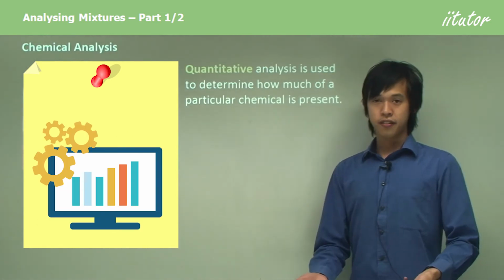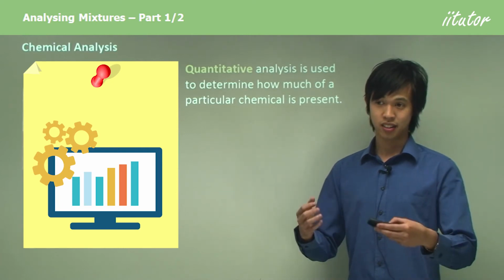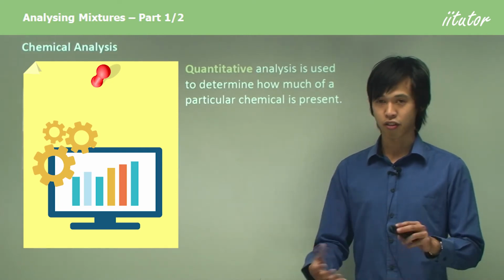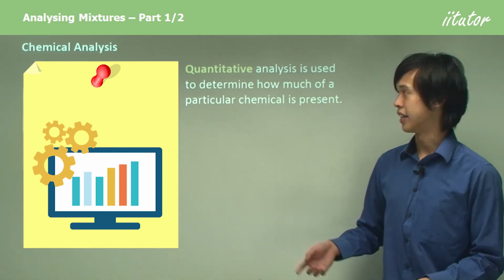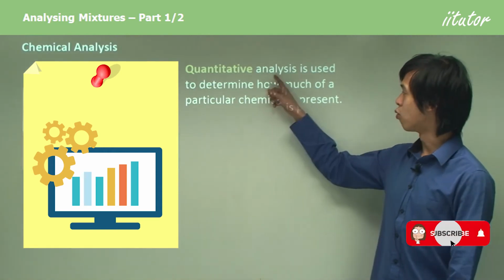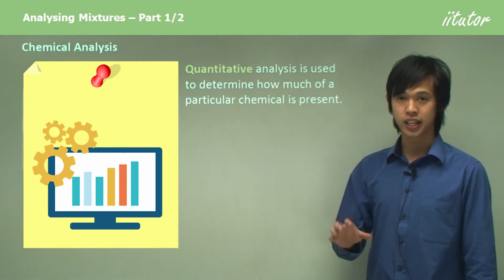Now quantitative, so quantitative sounds like quantity, and quantities are numbers. I can have 3 apples or I can have 20 apples. They're quantities of apples, right? So in quantitative analysis, what we're looking for is how much of a particular chemical is in a sample.